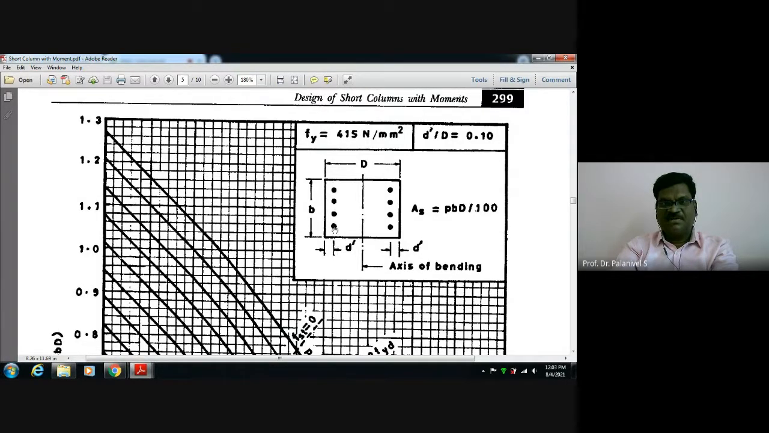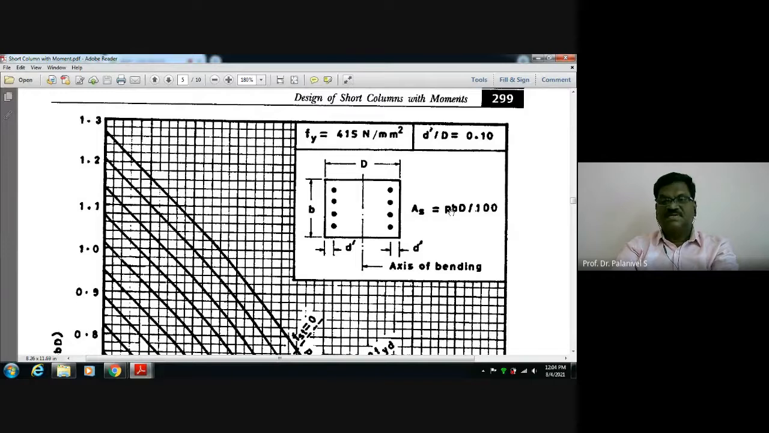This cover is important. It will definitely be more than 50 mm. Normally the clear cover required is 40 mm only in a column, but this will be 50 mm, 55 mm, 60 mm like that. See here, D dash is shown. The longer dimension you take as capital D, and the shorter one, in a rectangular column, as B. So the area of steel is equal to pBD by 100.